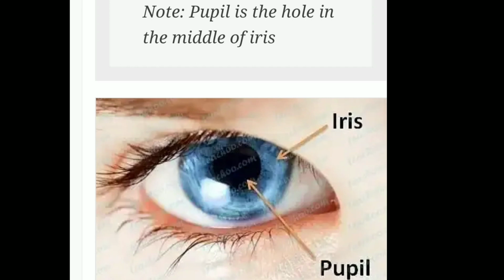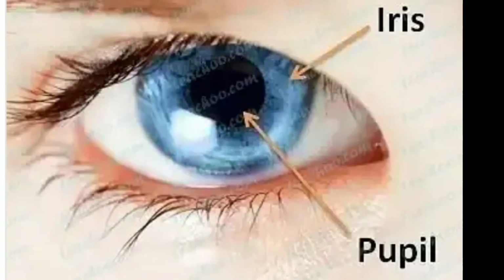So here you can see the labeled parts iris and pupil. Pupil is the small black dot which we see in our eyes. It's actually a small opening within the iris from where the light is entering in. So iris and pupil together work to regulate the amount of light entering the eye.